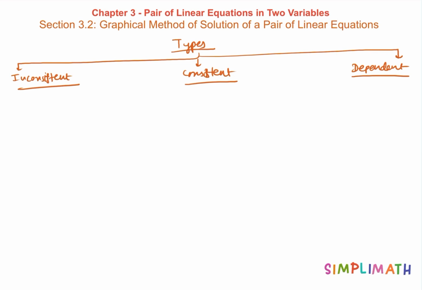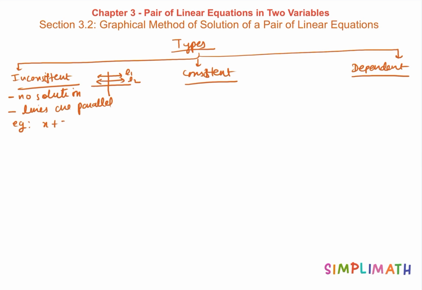Let us first understand the first type. Inconsistent pair of linear equations are the linear equations which have no solution. No solution means when you plot them graphically, the lines are parallel, right? For example, this is the graph. These must be the two lines. L1 and L2 are parallel to each other. All right. So let us take one example.